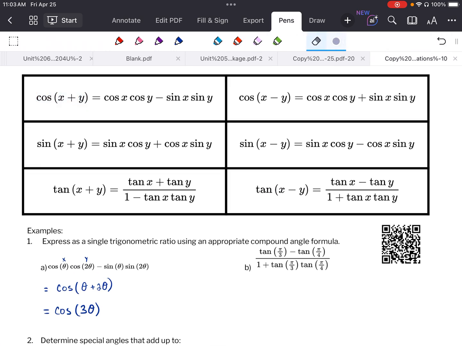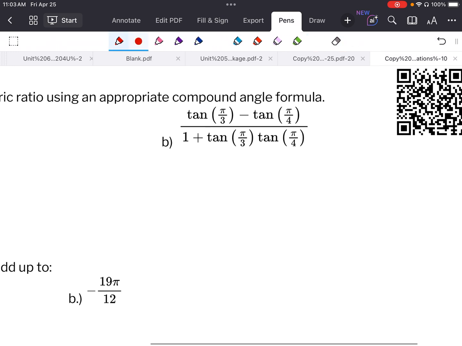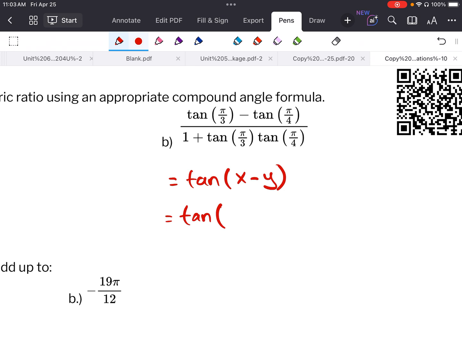So I'm just going to delete that. Okay, so we know that it's tan x minus y. If you need to write that, that's fine, and then we can fill it in. So the x here is the first bracket listed, so pi over 3. We're minusing pi over 4.